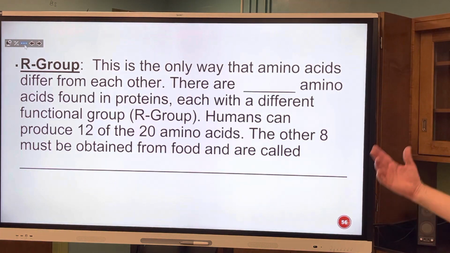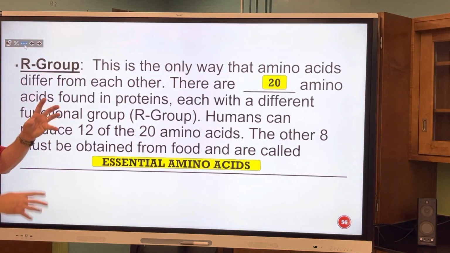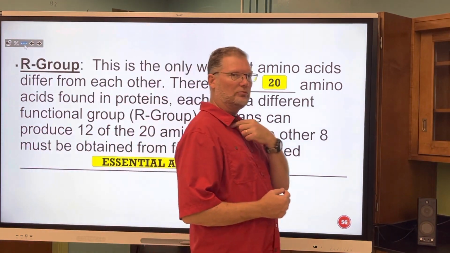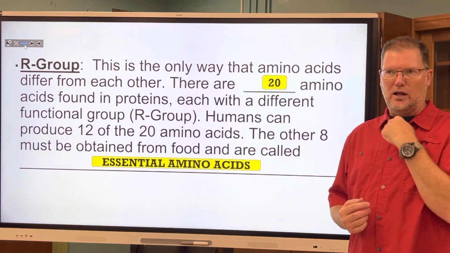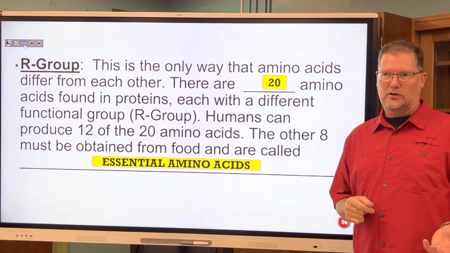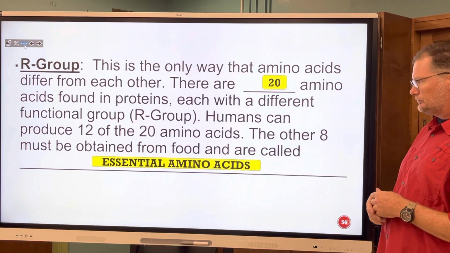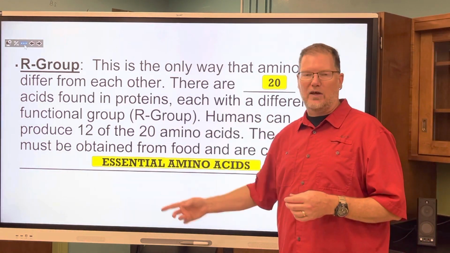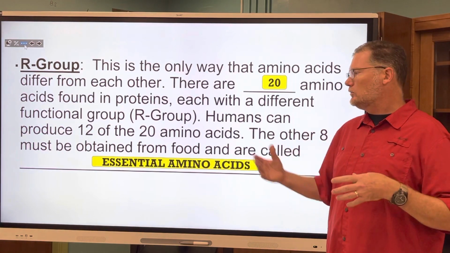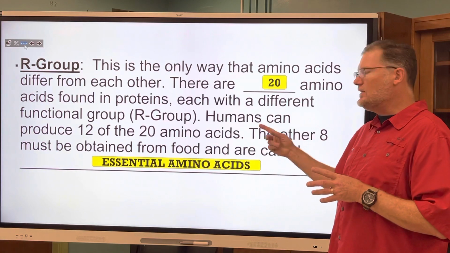All right. Oh, we do talk about the R group here. Okay. So the only way that amino acids differ from each other, so you've got different amino acids, right? And they're all like different little colored pearls on the necklace, okay? Or different colored beads, each with their own function and arrangement on the protein chain, okay? So there are 20 different amino acids, but they're all arranged differently. So if I have 20 amino acids, I can make thousands of different combinations. Humans can produce 12 of them on their own. So like I said, you can make 12 of them, but we have to eat the rest.